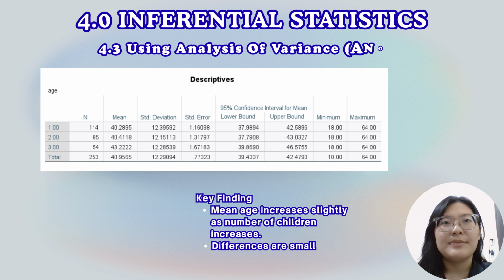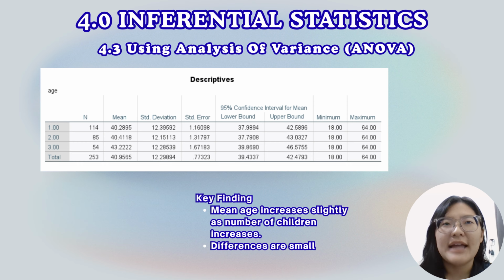Based on the descriptive statistics, as you can see, respondents with one child have a mean age of 40.29 years. Respondents with two children had a mean age of 40.41 years, and respondents with three children had the highest mean age of 43.22 years. However, the differences among the groups were relatively small.